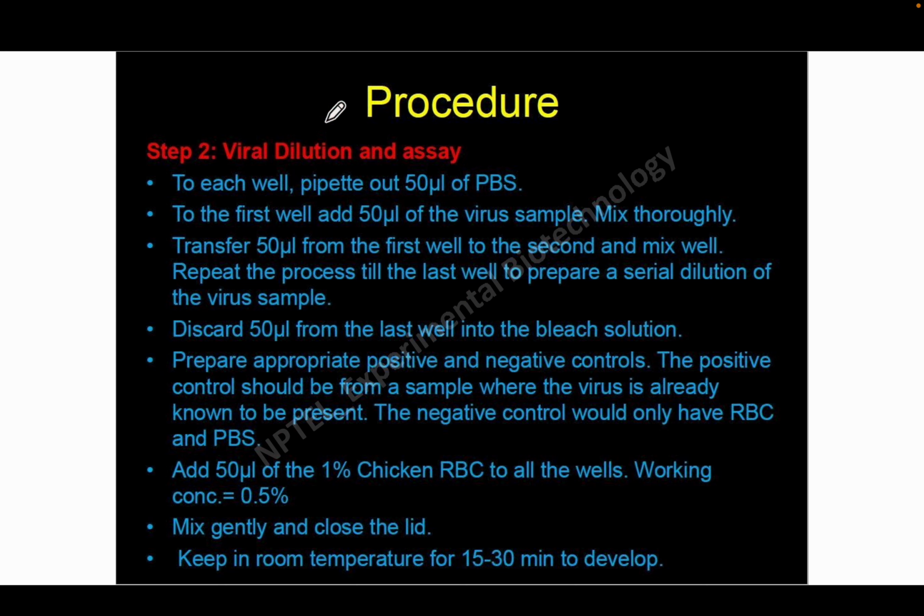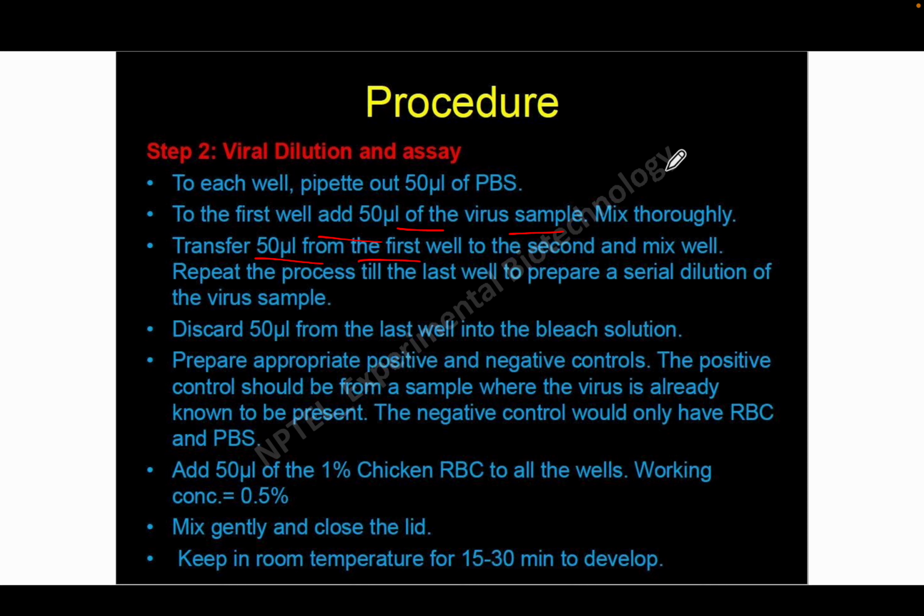Now the viral dilution assay. As you are infecting those RBCs with virus titers, they have an affinity to coagulate, so that's why we are using it. To the first well, you add 50 microliter of virus sample and mix thoroughly, then transfer 50 microliter of the first well to the second well, and that is how we will do dilution. Then discard 50 microliter from the last well into a bleach solution.